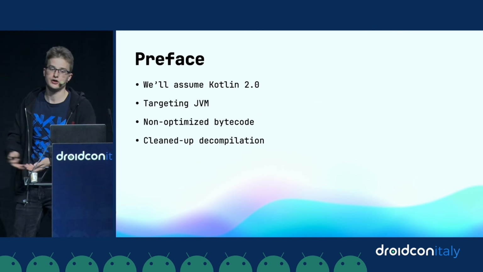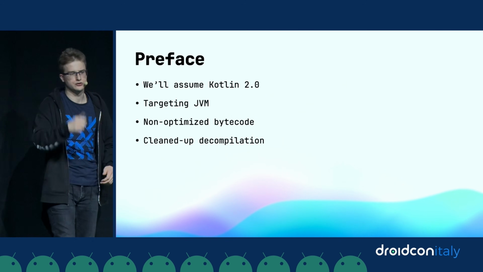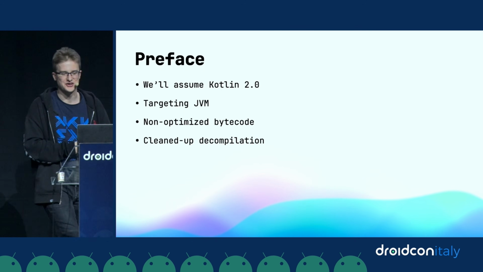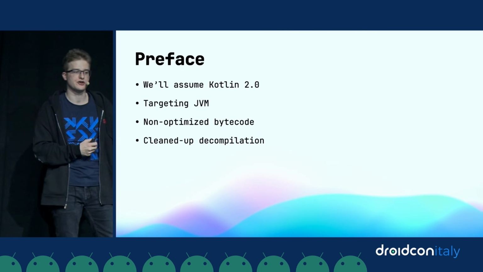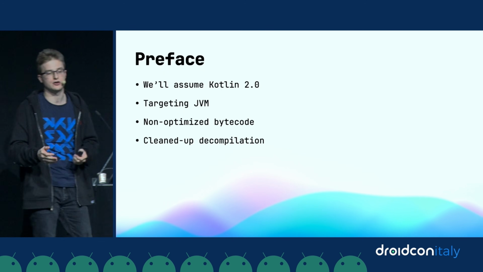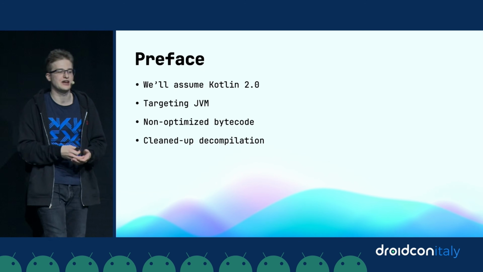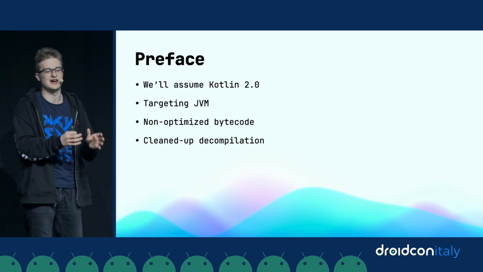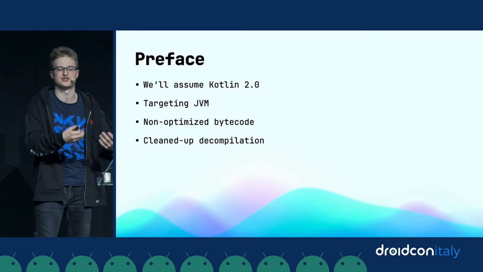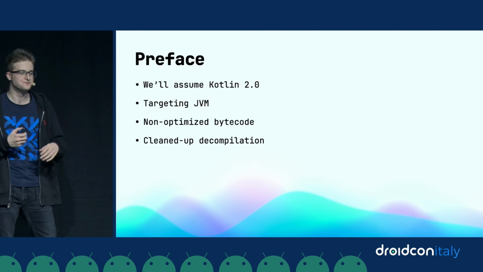Okay, we're going to assume Kotlin 2.0. We actually have a slide for Kotlin 2.1. It came out 2 days ago, so stay tuned for that. We're going to be targeting the JVM as the backend for the compiler. We're going to look at non-optimized bytecode from the compilation just to showcase, and I've cleaned up all the samples, so if you decompile them yourself, they're going to be a bit uglier, but for showcasing on a slide, I didn't want to clutter everything with bad code.